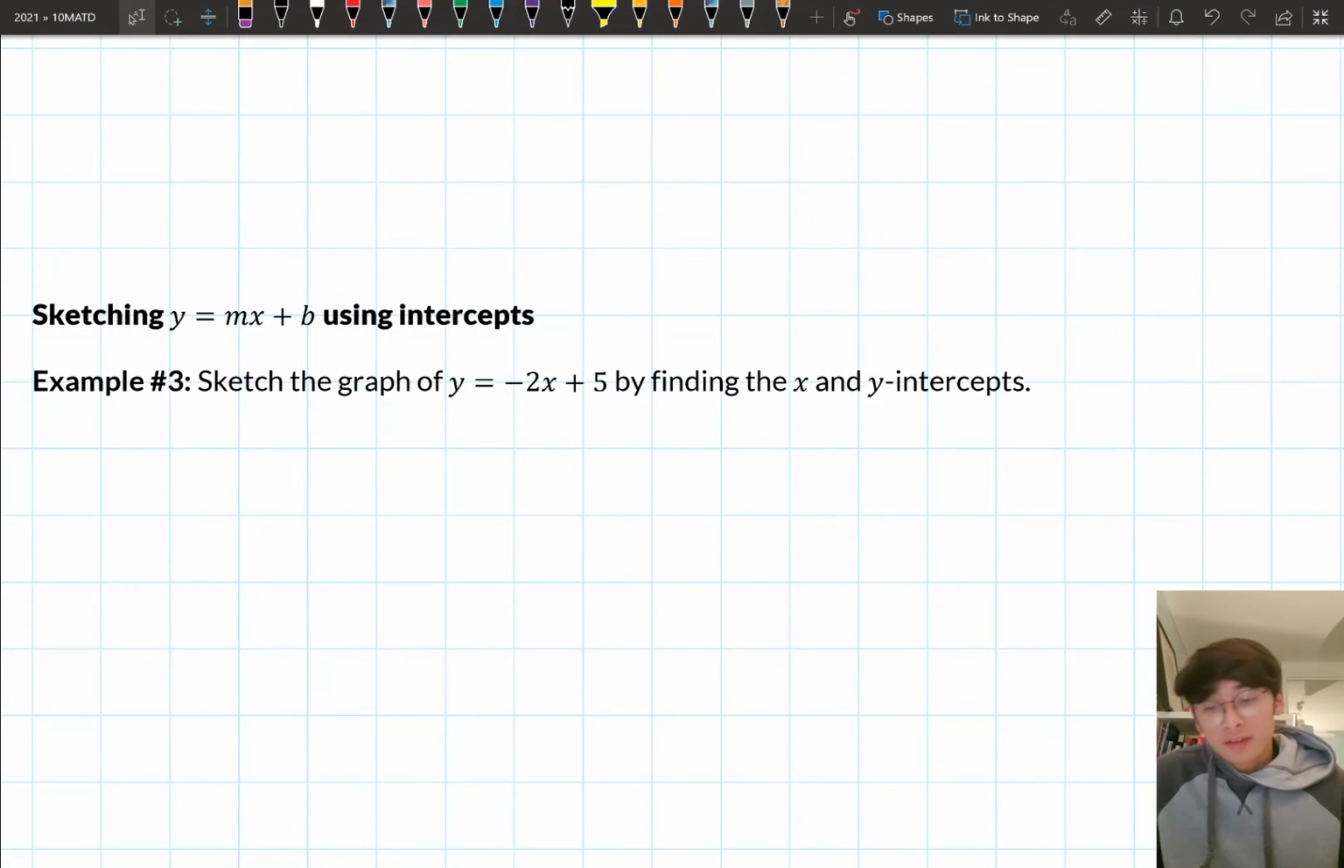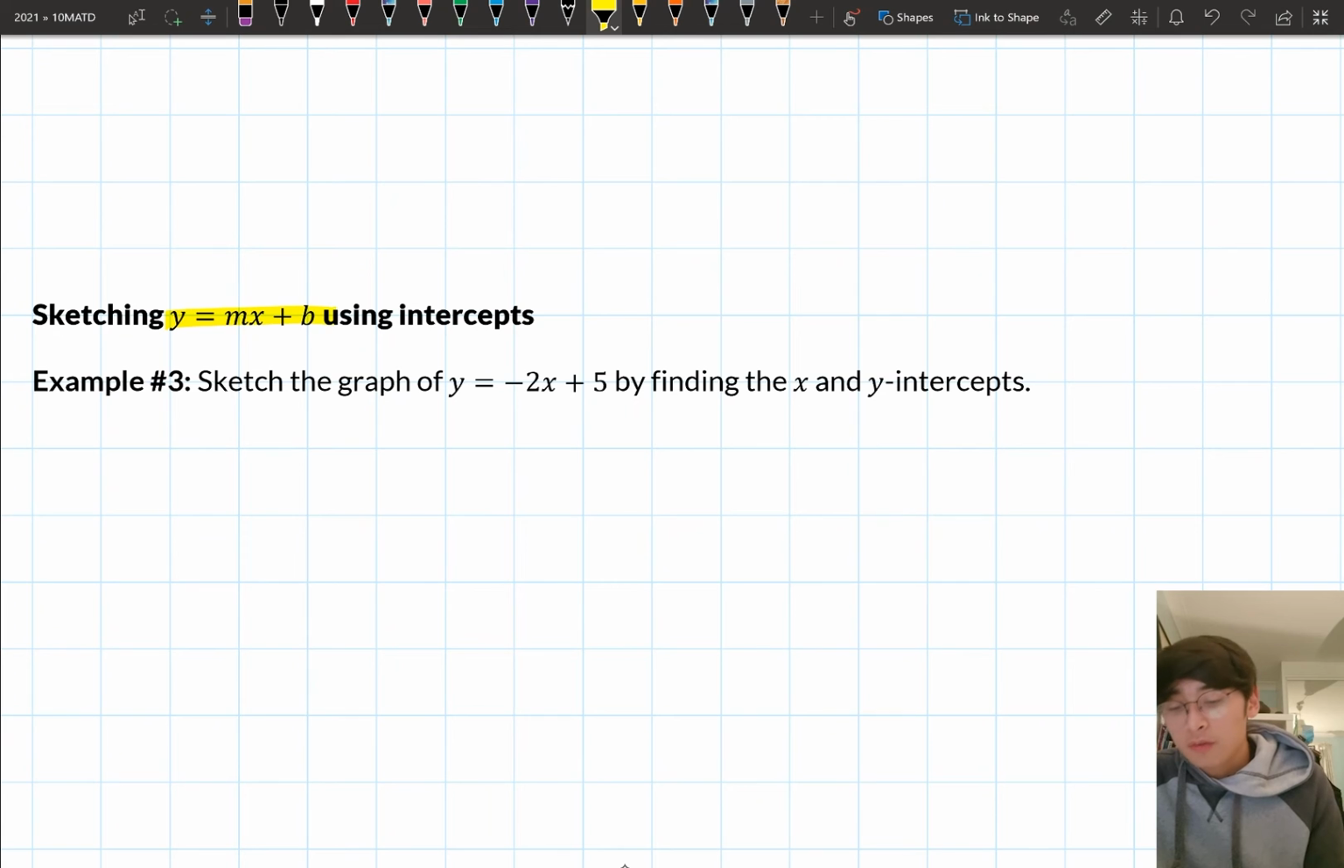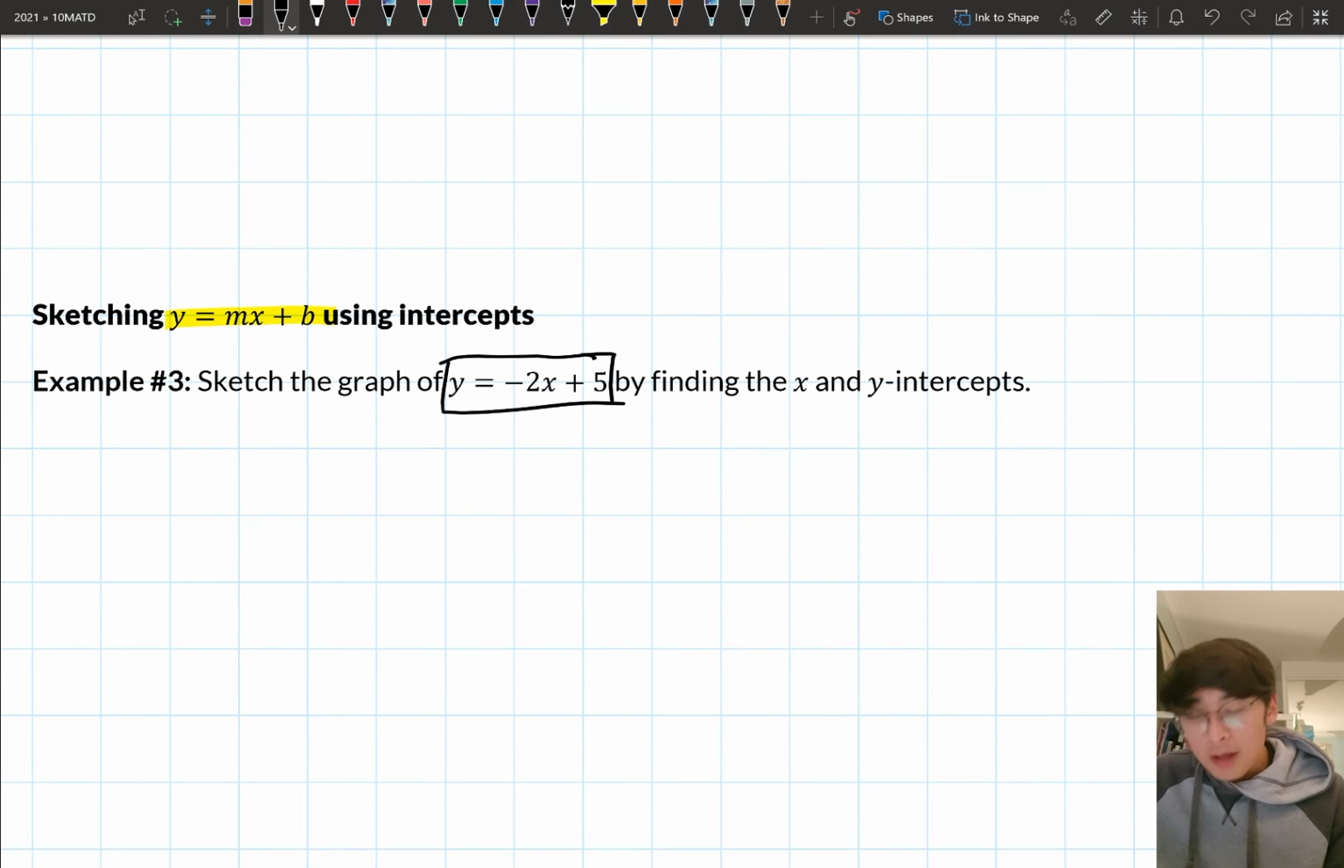This is an example where we've got the equation of a line in gradient intercept form. So here we go. Sketch the graph of y is equal to negative 2x plus 5 by finding the x and y intercepts. We've got a different type of equation here for our line, but the steps that we're going to follow are exactly the same.